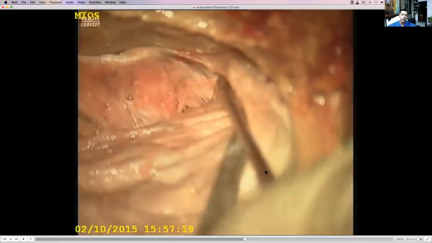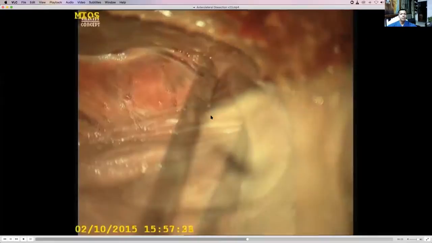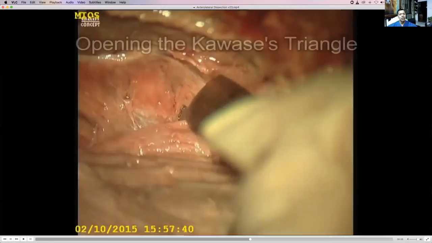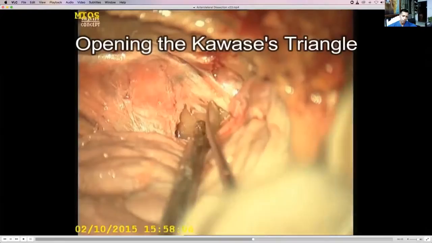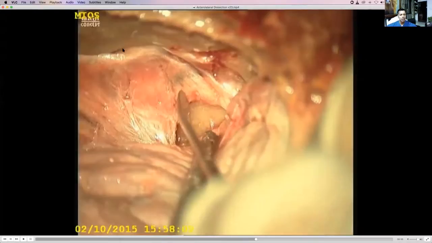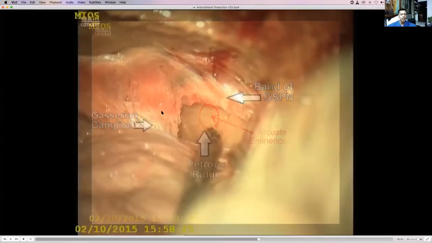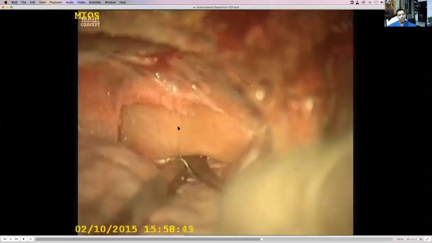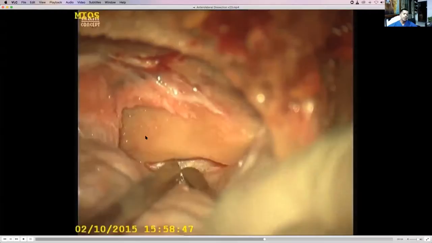That dural band is the GSPN, going extradurally over the GSPN to expose the Kawase triangle. This is the Kawase triangle. I prefer an extended Kawase approach where I drill the foramen ovale and mobilize this gasserian ganglion anteriorly, and then I can drill even the trigeminal impression. I can drill the absolute true petrous apex. I can take it off.